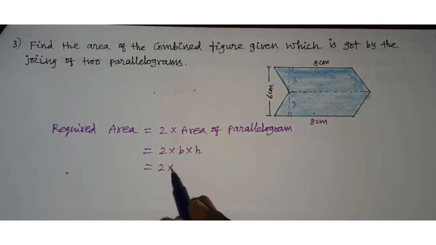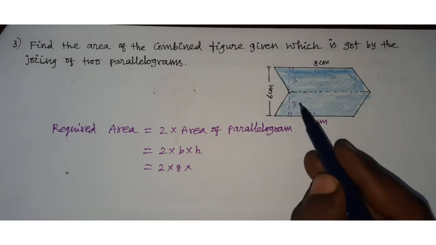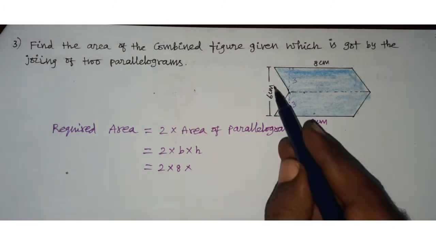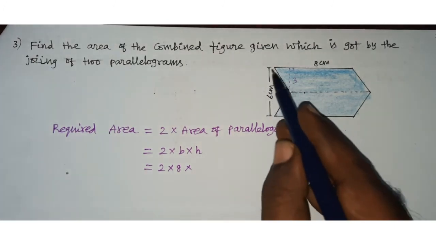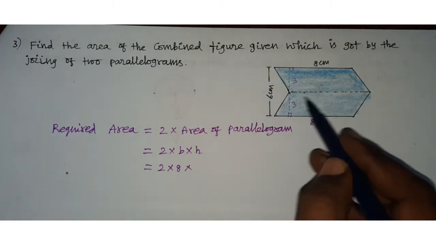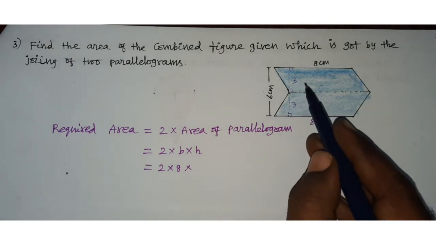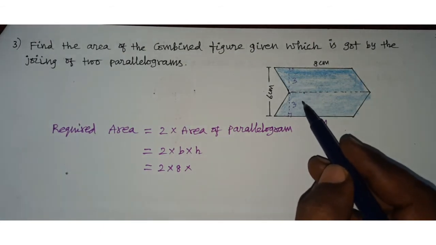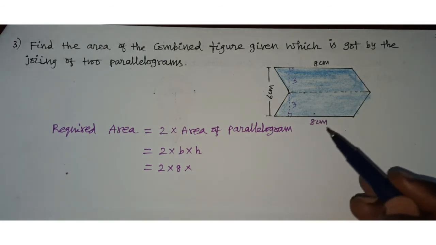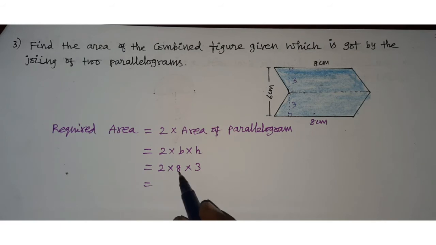So 2 into base 8 centimeters clear, and height, don't forget students, 3 only. Don't take it as 6. This total length is 6. When it is divided into 2 equal parts, 6 becomes 3 plus 3. So that means height of each parallelogram is 3 centimeter. Okay. So height 3 only. So 2 8s are 16. 16 3s are 48 centimeter square.